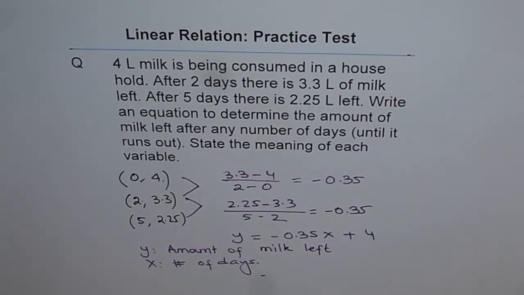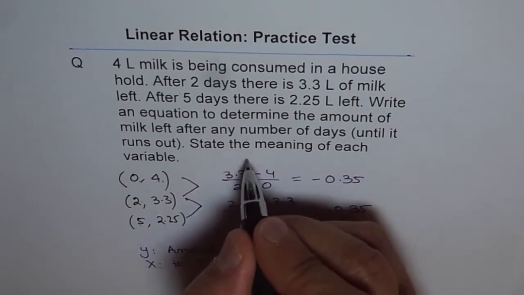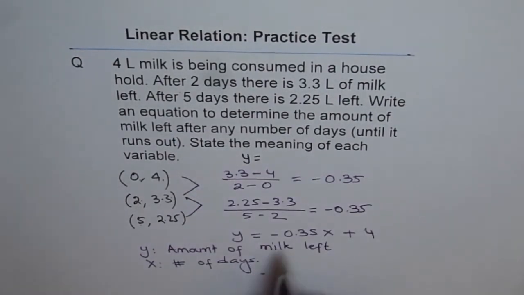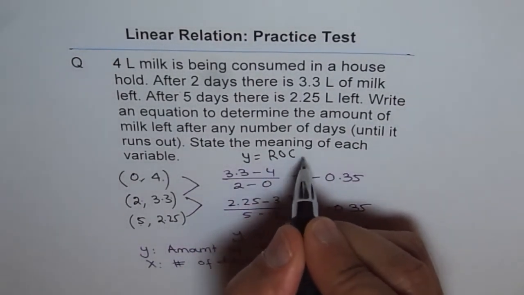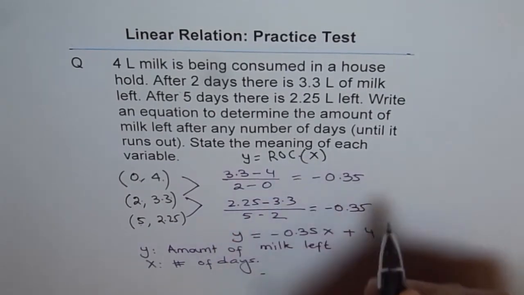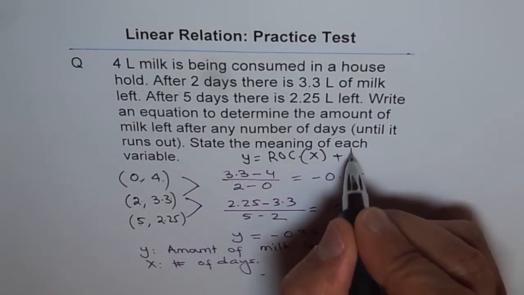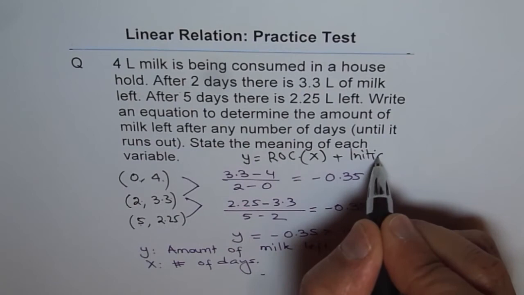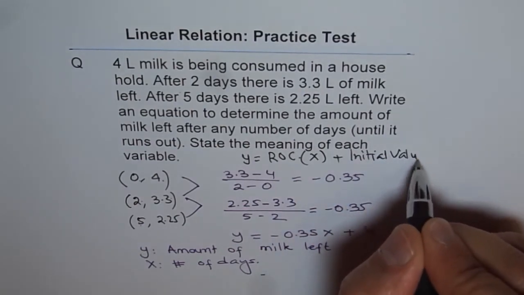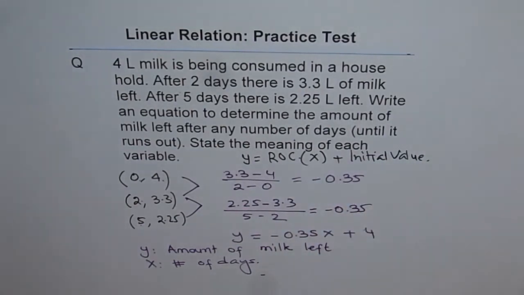So that is how we can represent it in the form of an equation. And now we have done so many examples. In general, the equation is of the form y equals rate of change times x, plus initial value. So that is the equation which represents these situations. I hope you appreciate it.